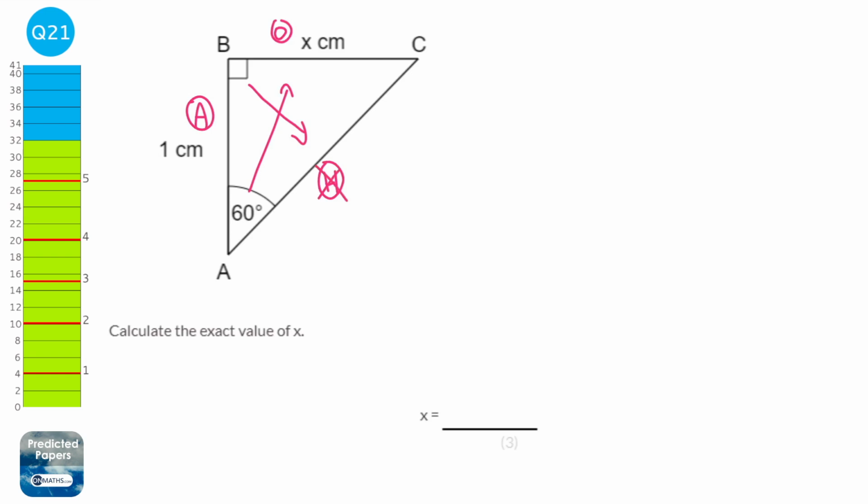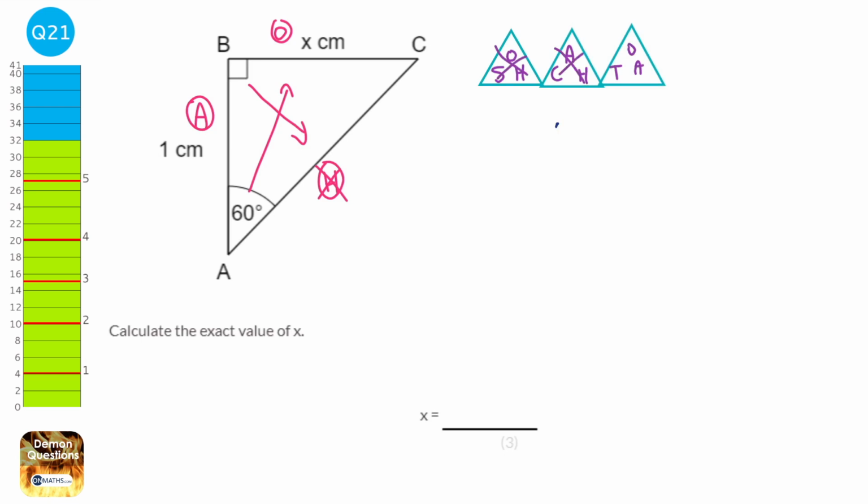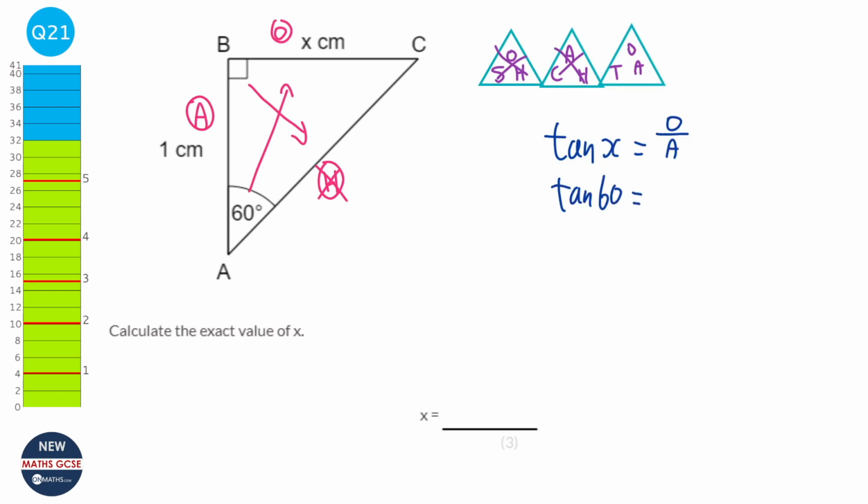Next thing we do is draw our trigonometry triangles. So we've got SOH, CAH, TOA. Now we've crossed out the H, so we're not going to be interested in the SOH or the CAH, so it's going to be TOA. TOA is short for tan the angle equals opposite over adjacent. The angle is 60, so it's tan 60 equals x over 1. And so now here we're looking for the exact value of x.